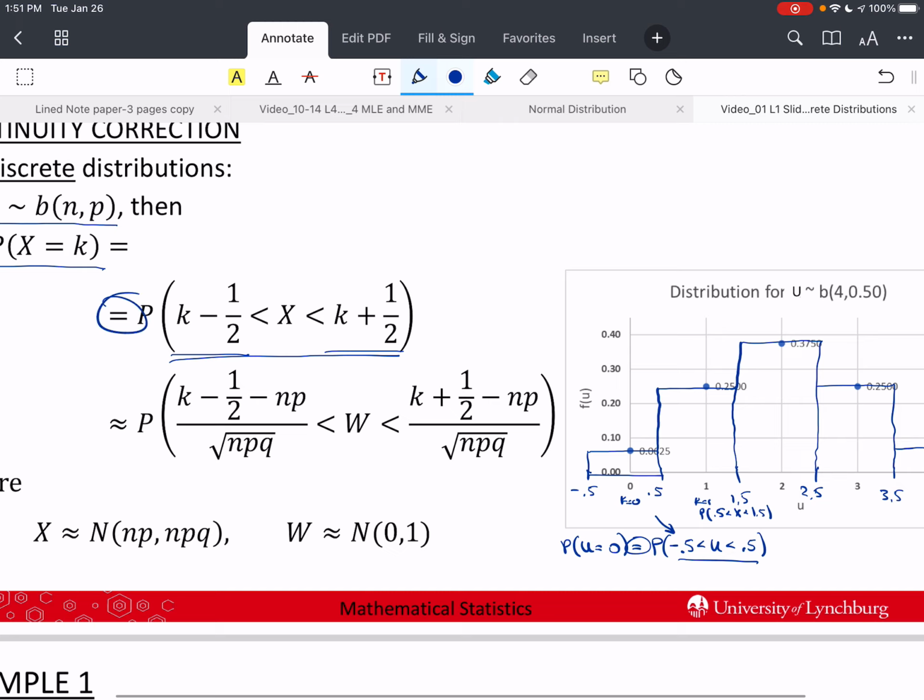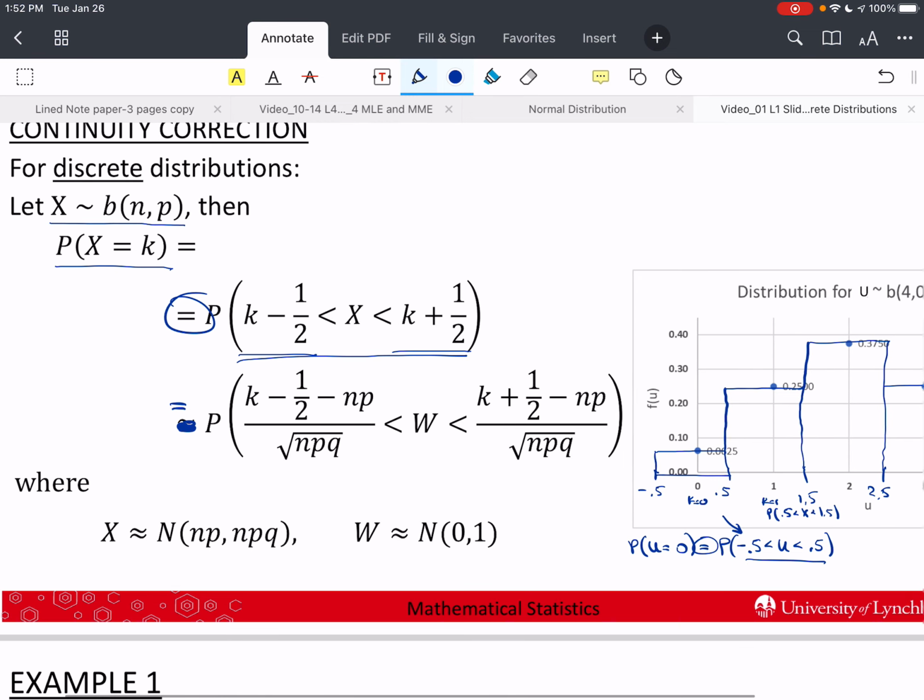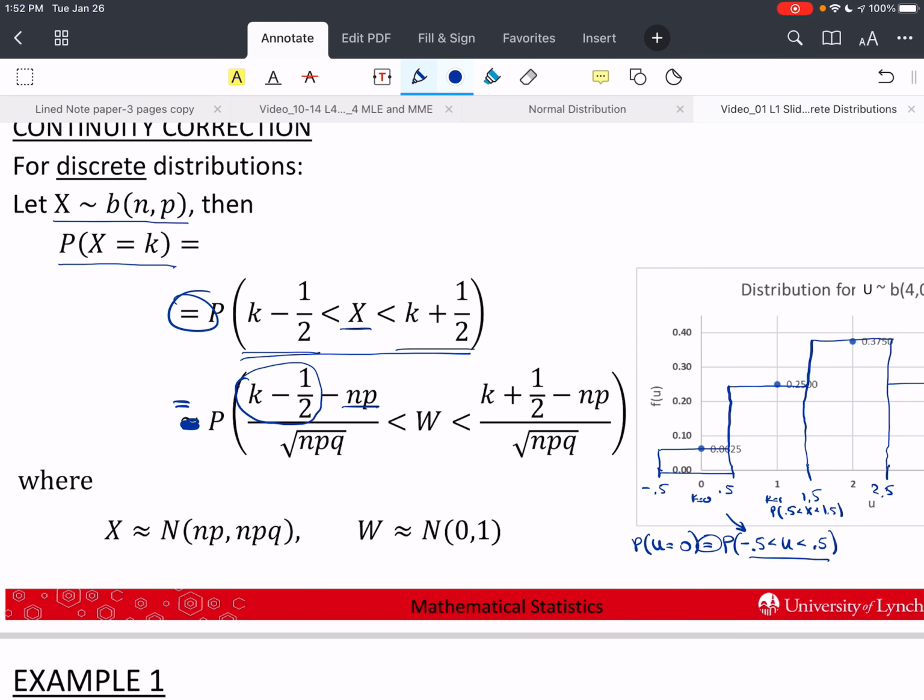You'll notice there's an equal sign here, not an approximation. This is going to be true. And here I can put an equal sign. All right. And here I'm now transforming. So I've taken this new value, I've subtracted the mean of X, which is np, and I've divided by the standard deviation of X, which is the square root of npq. I do that with X and I get W, okay? And then I do the same thing with k plus 1/2.